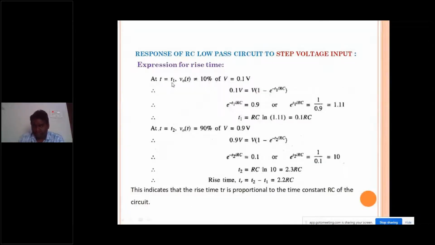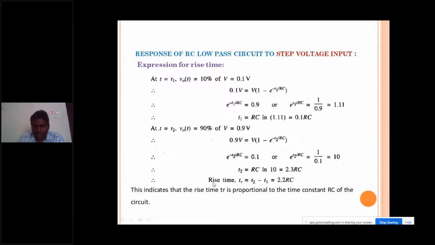At time t equal to t1, where t1 is when the output signal is at 10%, the voltage is equal to 0.1 times V. So 0.1 times V is equal to this, where I am substituting t1. t1 is the time when the output is at 10%. Substituting like that, I will get t1 like this. Similarly, I want to calculate t2 when the output is at 90%. If I substitute that, I am going to get this.